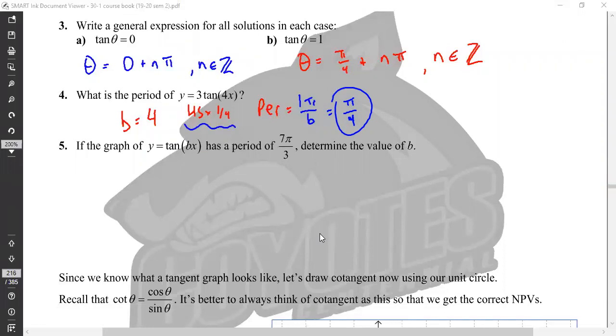Number 5. If the graph of y equals tan x has a period of 7 pi thirds, determine your value of b. So just like period is equal to 1 pi over b, b is equal to 1 pi over period, is equal to pi divided by 7 pi thirds. We are dividing by a fraction. It's the same as multiplying by reciprocal. So b is equal to 3/7.